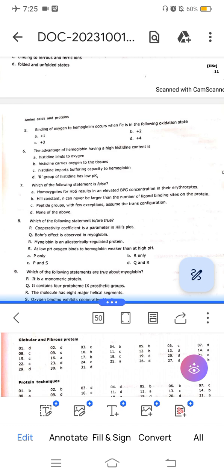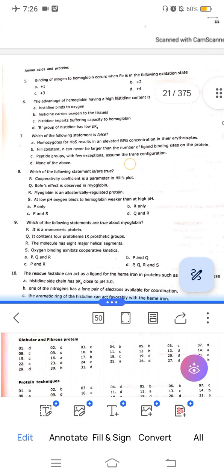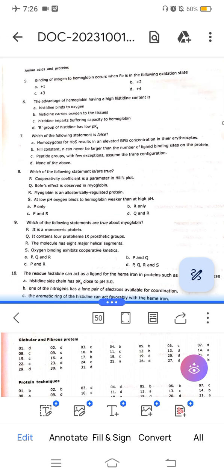The advantage of hemoglobin having a high histidine content is 6C. Histidine imparts buffering capacity to hemoglobin. Then which one of the following statements is false? Actually, the D means none of the above is false. That means everything is correct.